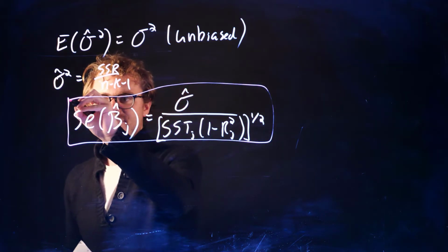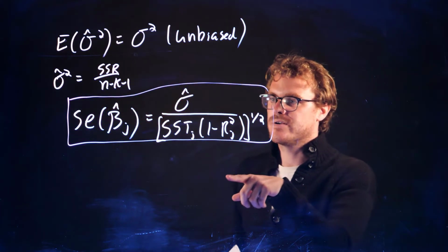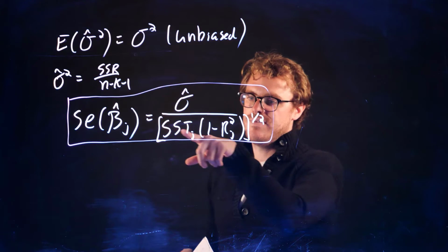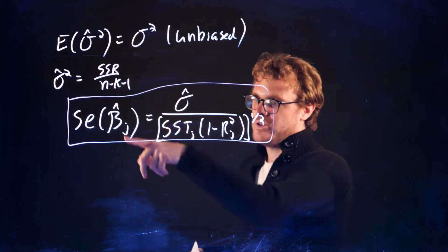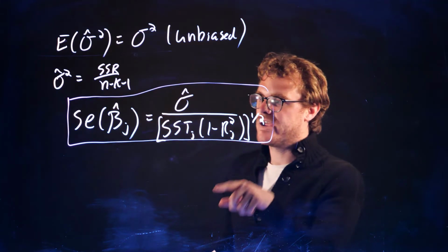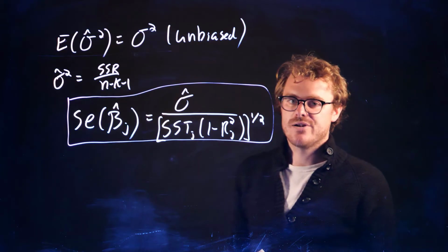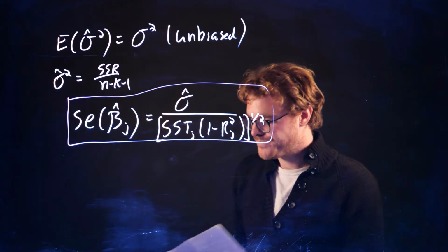And again, the same things that affected the variance are affecting the standard error. So the variation in xj is affecting this. The larger the variation, the lower the standard error. The correlation between xj and the other variables is affecting our standard error. The greater the correlation, the greater the standard error.